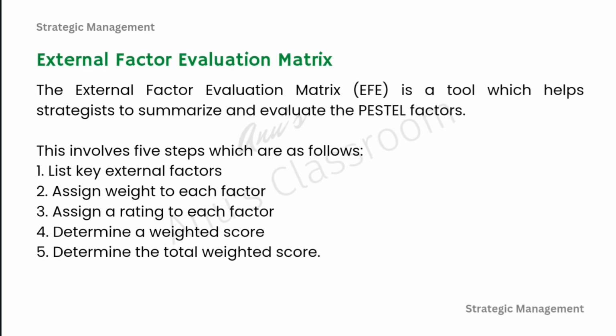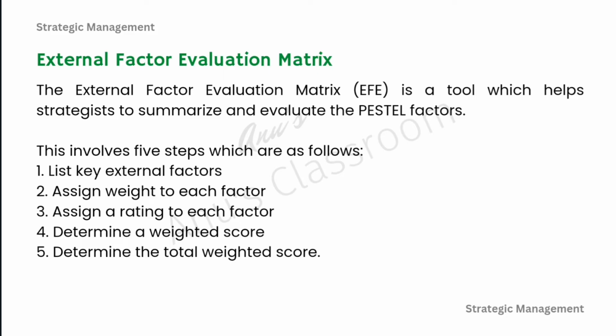So the external factor evaluation matrix, or EFE matrix, is a tool which helps strategists to summarize and evaluate the PESTLE factors, and it generally includes 5 steps. First, we list all the key external factors, that is all the key external factors as in the PESTLE factors. Then we assign a weight to each of those factors, and after assigning the weight, we assign a rating to these factors, and then we determine a weighted score, and then we finally determine the final total weighted score. Okay, so it is kind of like finding the weighted average or weighted mean, something like that you can think of if it helps you in mind mapping this external factor evaluation matrix.